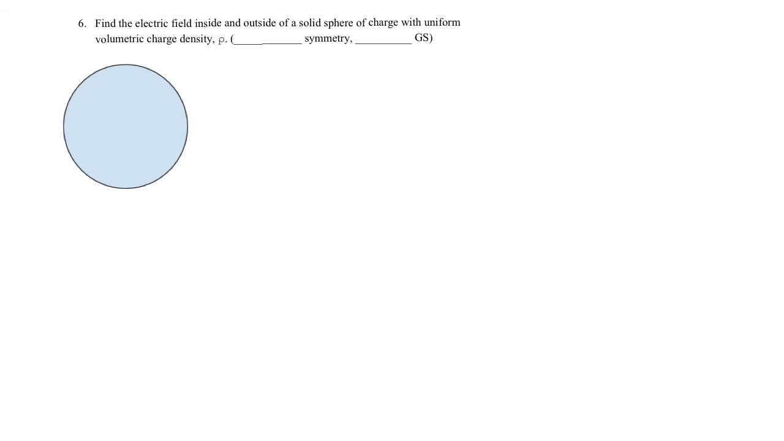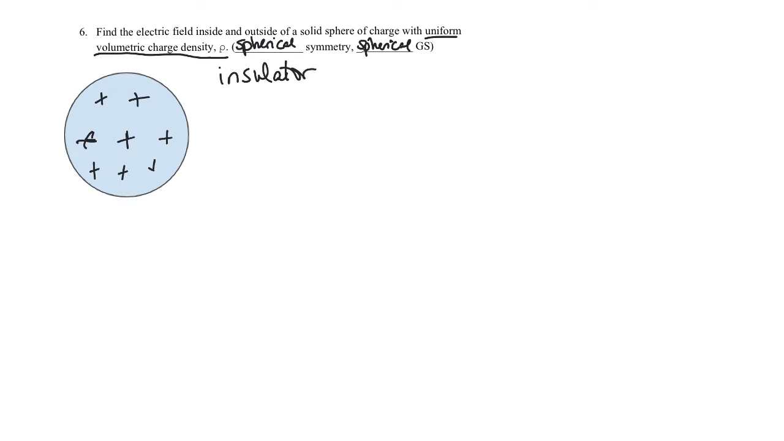All right, last question of the packet. So here we have another spherical symmetry. But now it gets interesting because this is not a conductor. It is a charge with uniform volumetric charge density. So if there are charges in here, those are some pluses, then that means that this is an insulator, not a conductor, right?